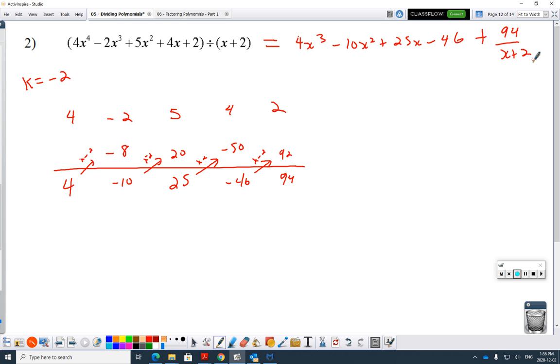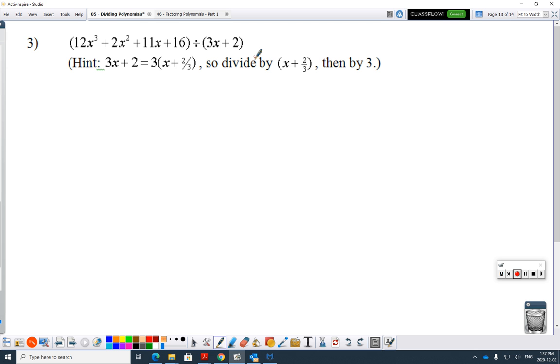What questions do you have? Reminder, synthetic only works when the divisor is degree 1. That's the only way it works, because it only keeps one of the terms. If there's more terms than that, it's not going to work out. More time here? Oh, yeah, sorry. So, synthetic division is not very versatile. It will only do degree 1, but it will handle degree 1 situations where there is a coefficient out there.